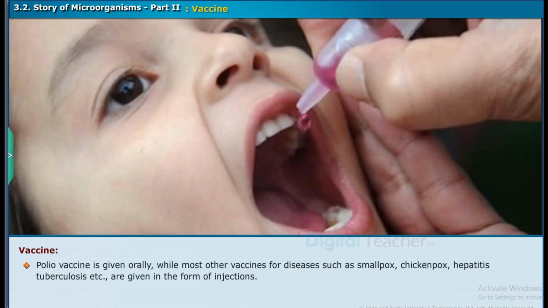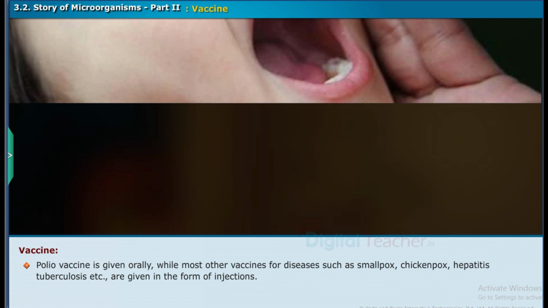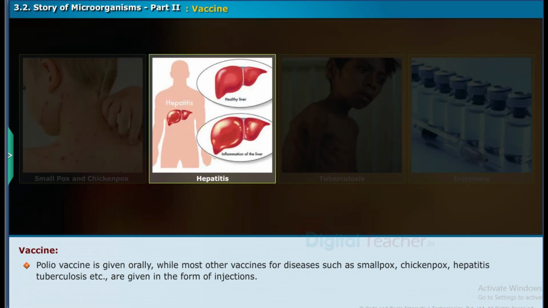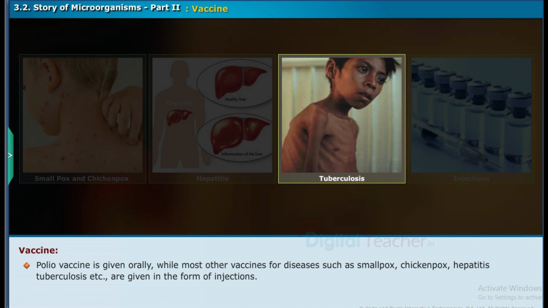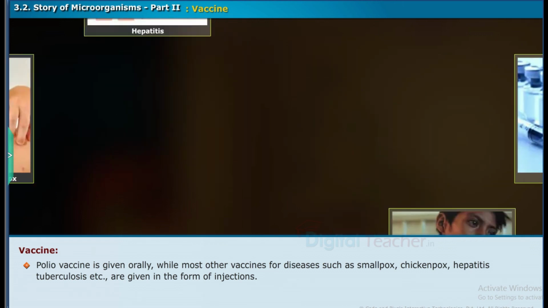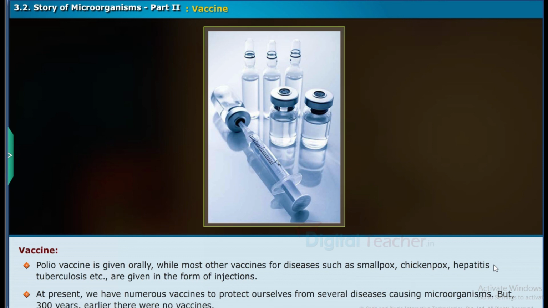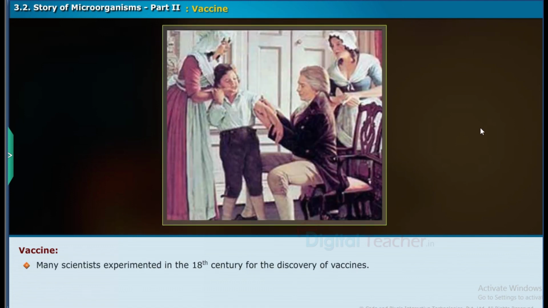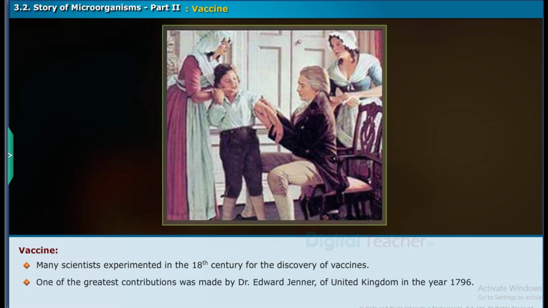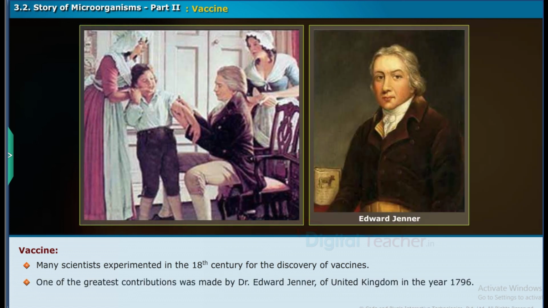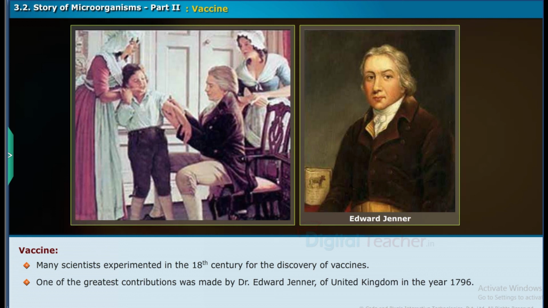Polio vaccine is given orally, while most other vaccines for diseases such as smallpox, chickenpox, hepatitis, tuberculosis, etc. are given in the form of injections. At present, we have numerous vaccines to protect ourselves from several disease-causing microorganisms. But 300 years earlier, there were no vaccines. Many scientists experimented in the 18th century for the discovery of vaccines. One of the greatest contributions was made by Dr. Edward Jenner of United Kingdom in the year 1796.